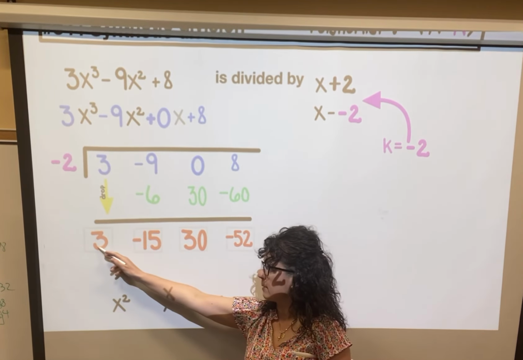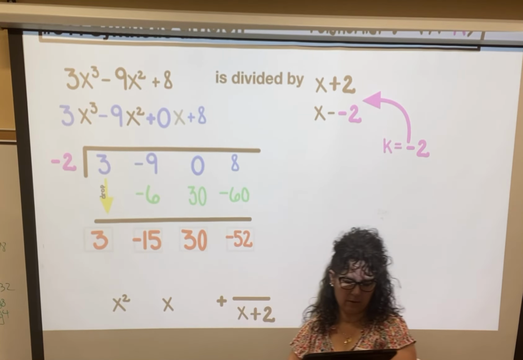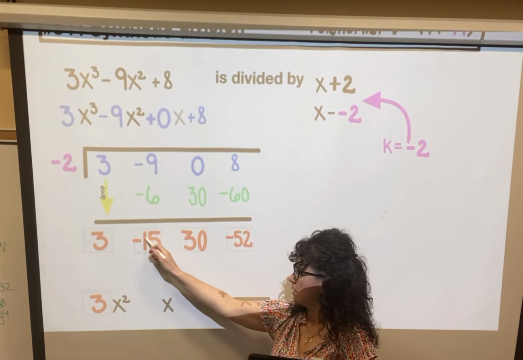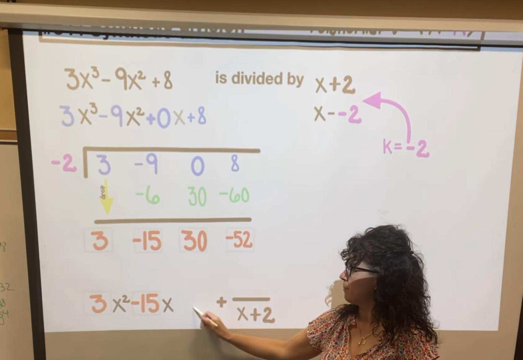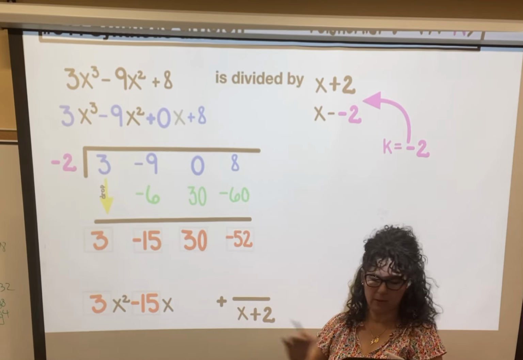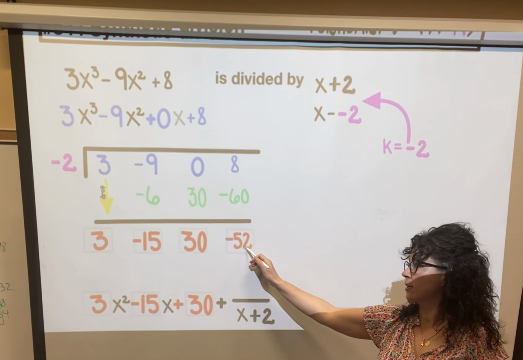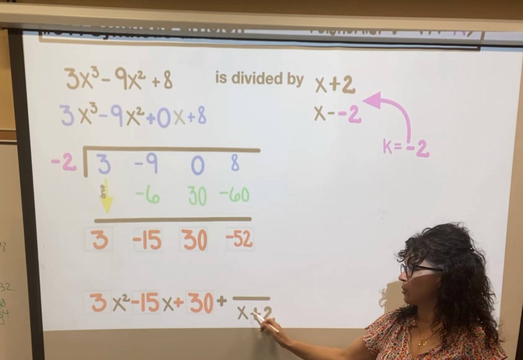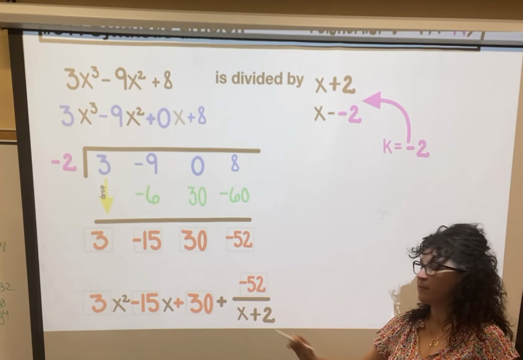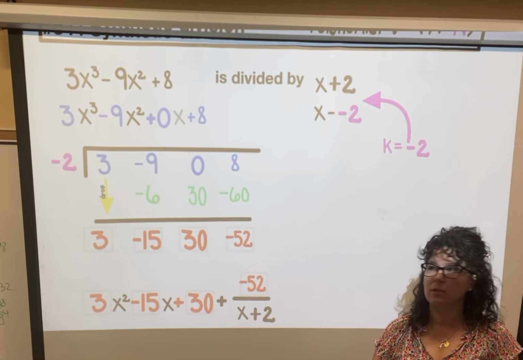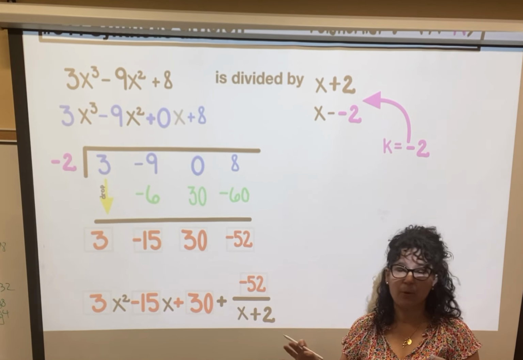And then these red numbers here, the 3 goes here, minus 15. That's a positive 30, so plus 30. And then the 1 on the end is your remainder. And again, your remainder goes over what you were dividing by, so plus negative 52 over x plus 2. This is a shortcut for long division, and it's a pretty big shortcut.